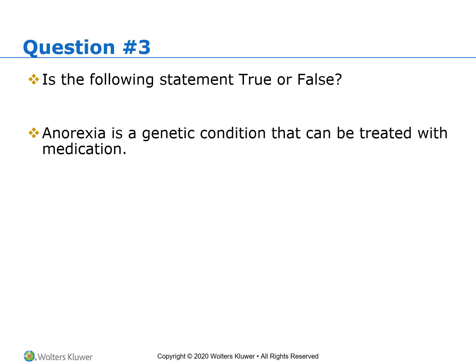Is the following statement true or false? Anorexia is a genetic condition that can be treated with medication. Anorexia is a psychiatric disorder that must be addressed at the root cause. We can treat the symptoms, but the cause is mostly a mental state.